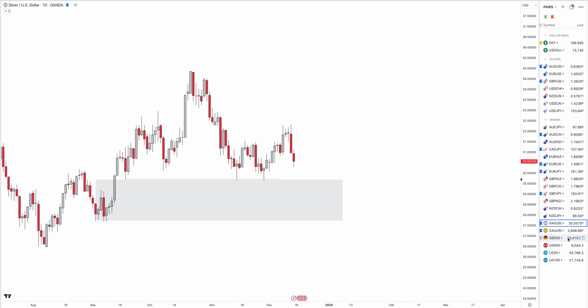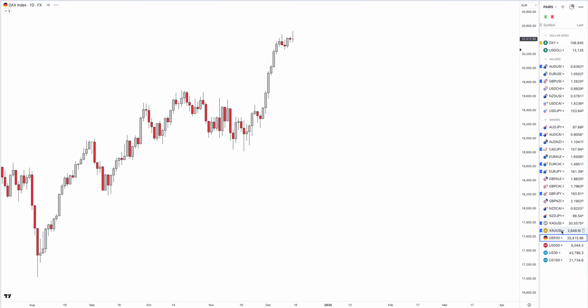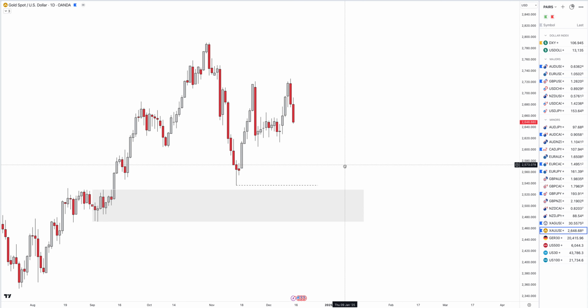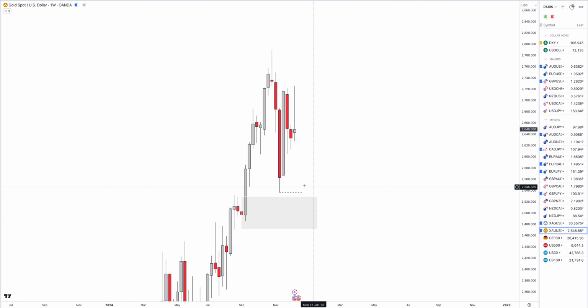Same with gold. I am expecting, so on the weekly time frame, what I'm starting to think is when price rejected off this imbalance, there wasn't really a liquidity sweep at all. So I'm starting to think, could this be the liquidity sweep for gold to go down and take it out?